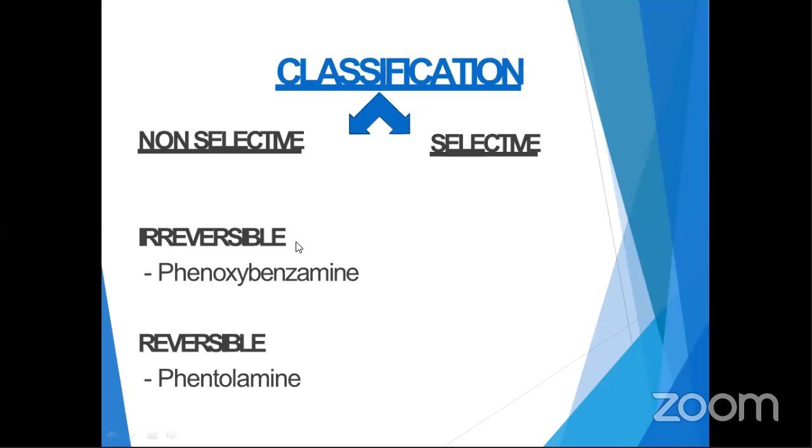Now, what is the meaning of irreversible and reversible? When we say irreversible, the only drug is phenoxybenzamine. Phenoxybenzamine is an irreversible non-selective alpha blocker. What it means is that this is the blocking capacity of phenoxybenzamine. When it blocks the alpha receptor, it blocks in such a way that after being blocked, it's not possible for the receptor to get detached from the blocker. Are you getting my point?